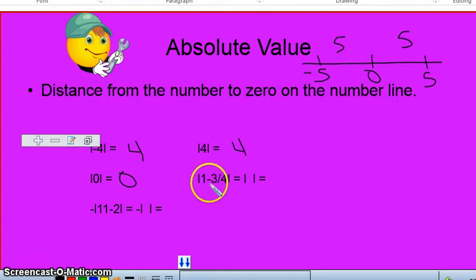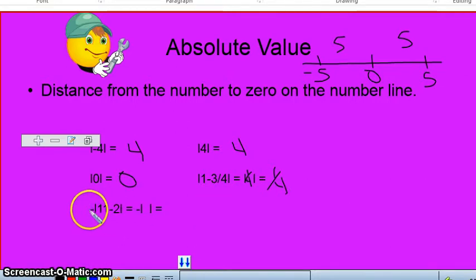Now here we've got 1 minus 3/4, and it's inside the absolute value bars. Those absolute value bars work as grouping symbols, so they're sort of like parentheses. You have to figure out what's inside of them before you can actually find the distance from 0. So we know that 1 minus 3/4 is 1/4. So we're looking for the absolute value of 1/4, or how far away is 1/4 from 0. And so we know that 1/4 is 1/4 a unit away from 0.